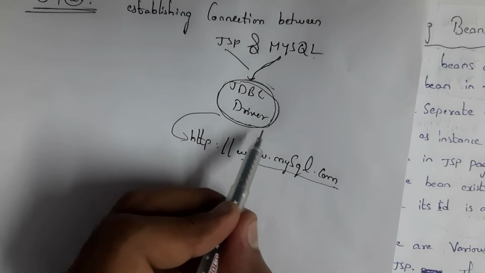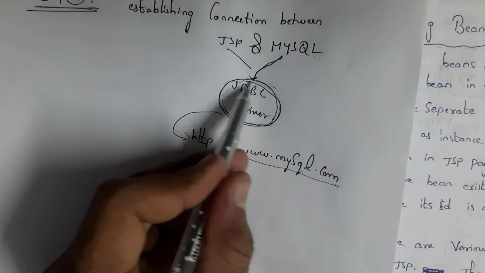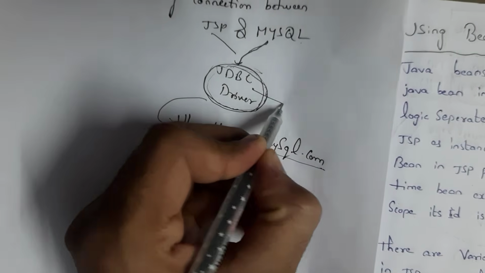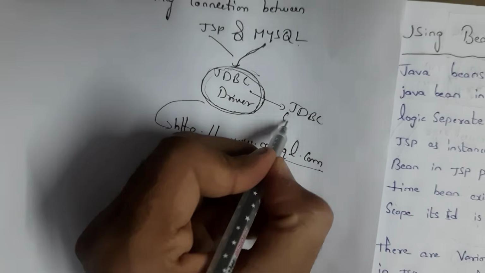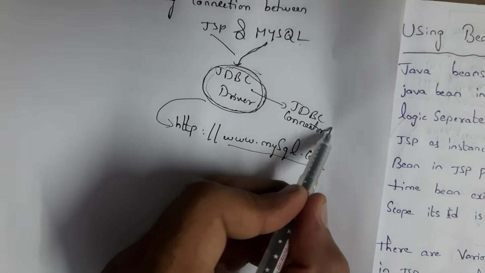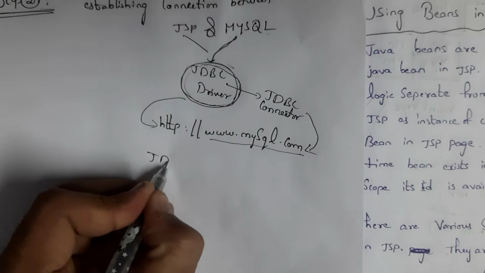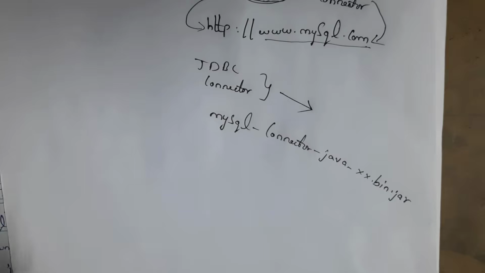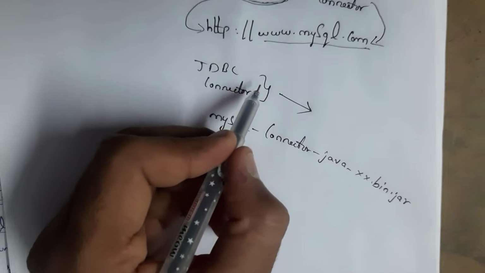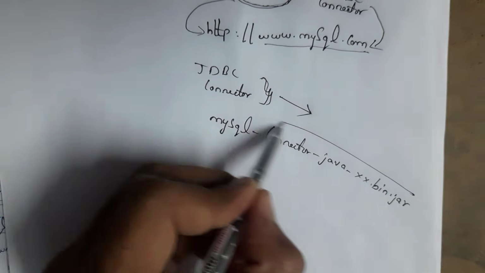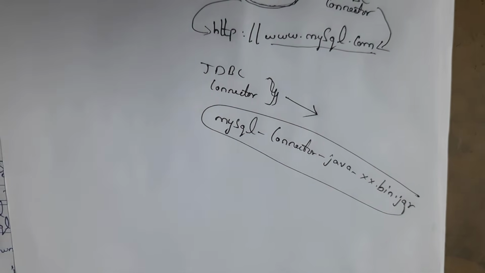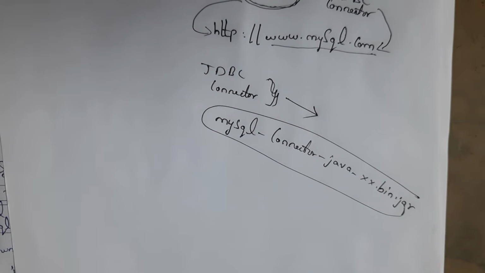www.mysql.com. From this website, you need to download this JDBC driver. After downloading the JDBC driver, we also call this JDBC driver the JDBC connector. After downloading the JDBC connector from this website, open the JDBC connector. Inside the JDBC connector folder, you will see one jar file. That jar file name is mysql-connector-java-bin. This is the jar file which you will see inside the JDBC connector.